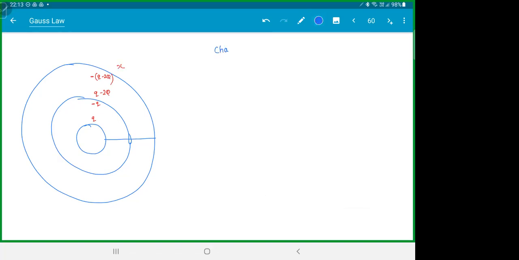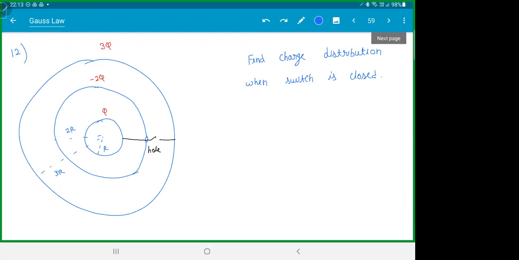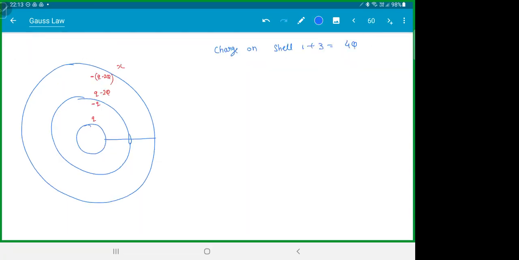So charge on shell 1 plus 3 should be constant. How much was that? 4q. So from this, what is the charge on the inner shell? Q minus q minus 2q plus x should be 4q. q and q will cancel. 2q plus x is 4q. x is equal to 2q. Is this logic clear? Please check.